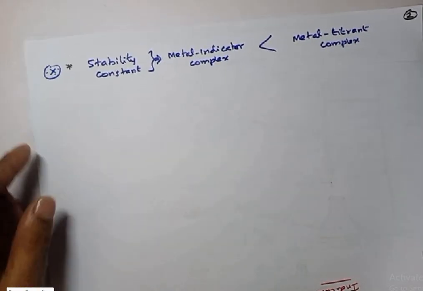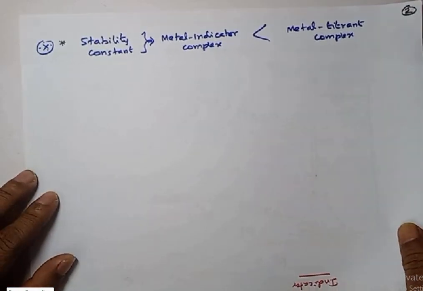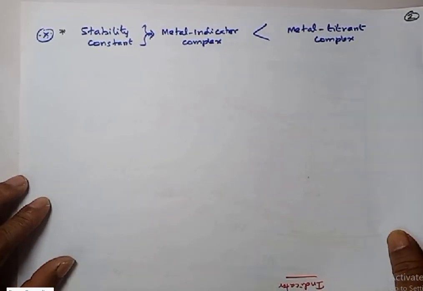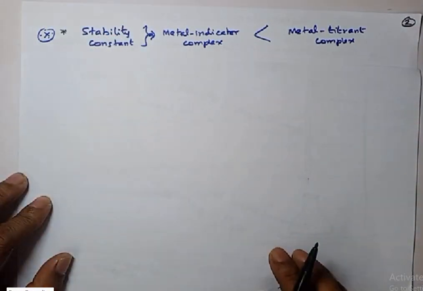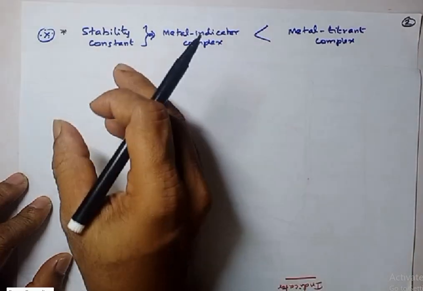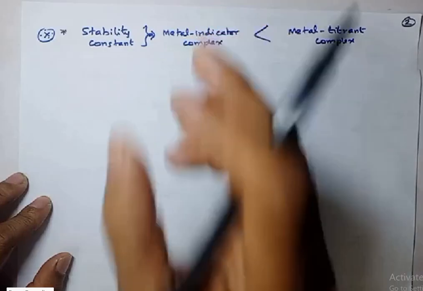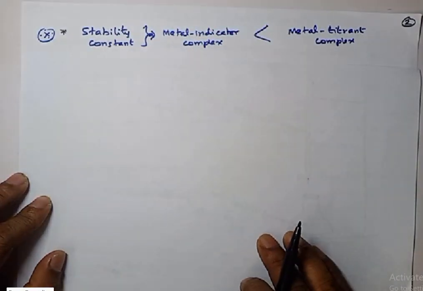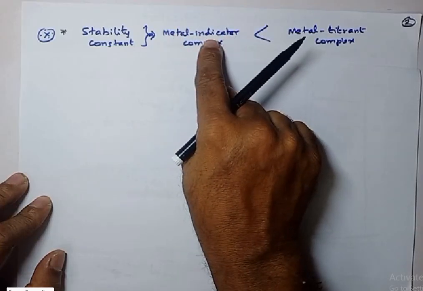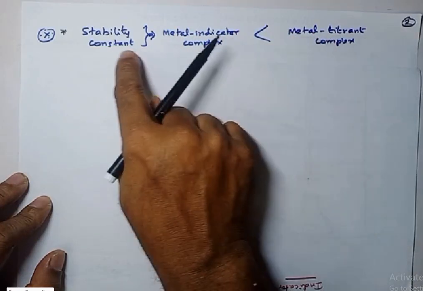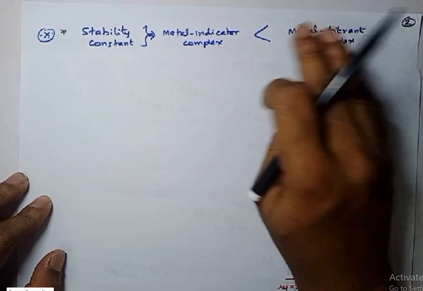Then the next essential point is very, very, very important. Whenever a complex is formed, we can find what is called a stability constant. Stability constant is a characteristic of each and every complex. So there is a stability constant for the metal indicator complex, and there is a stability constant for the metal titrant complex. Titrant is usually ligand, so metal ligand complex.